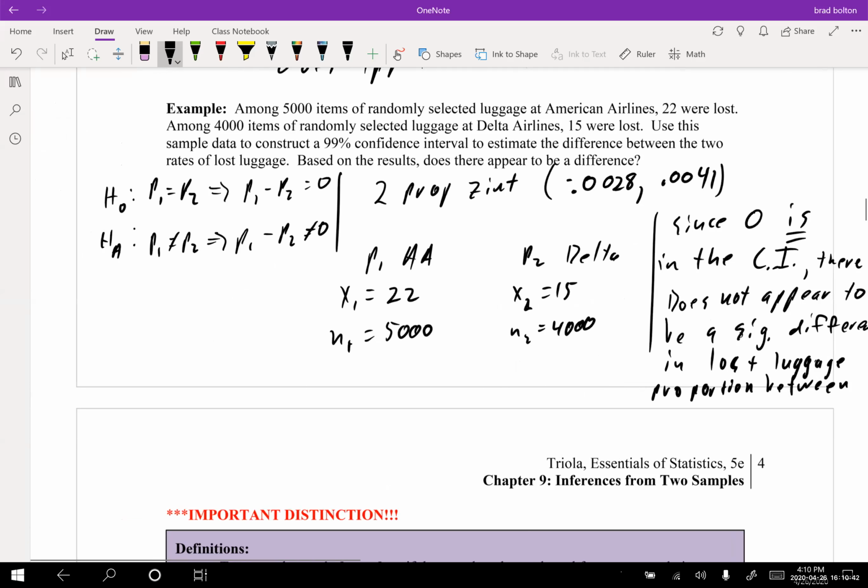Okay, so whenever 0 is in the confidence interval, there does not appear to be a difference, because that means when you subtract them, you get 0, and that means 0 is in here. That means they could be the same. Now, we don't know for sure if they are the same, but we're saying it is possible that they are the same population proportion. When 0 is not in there, then you know for sure they're different. So that's one way you can use that magic number of 0 for confidence intervals.